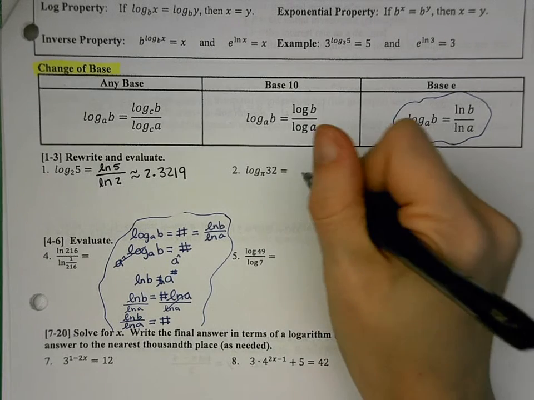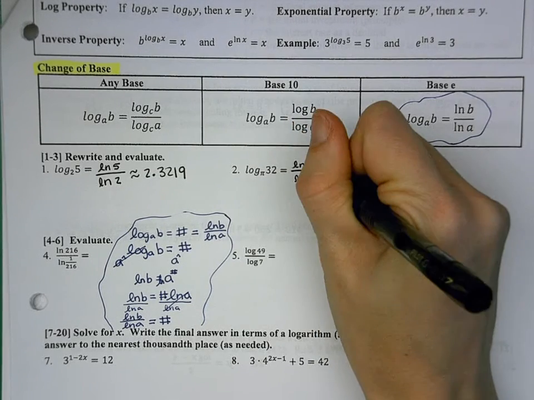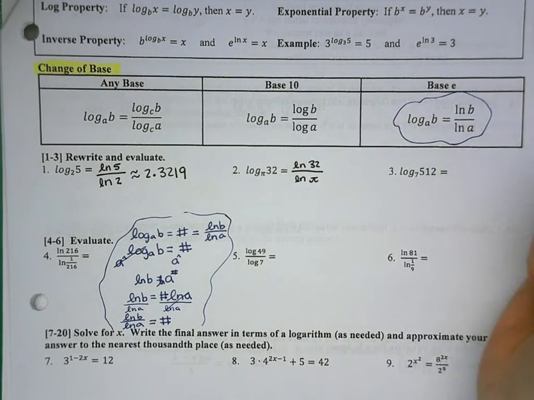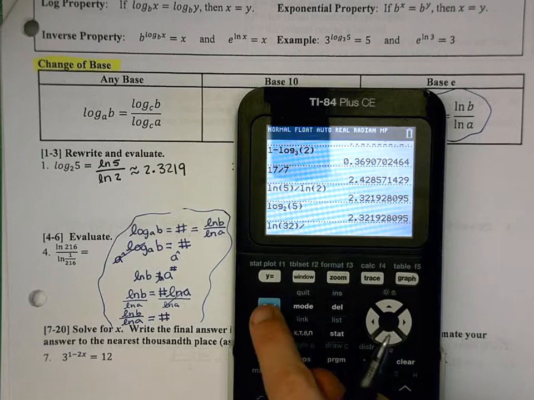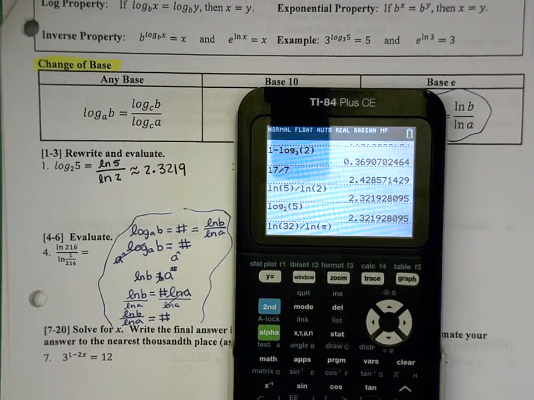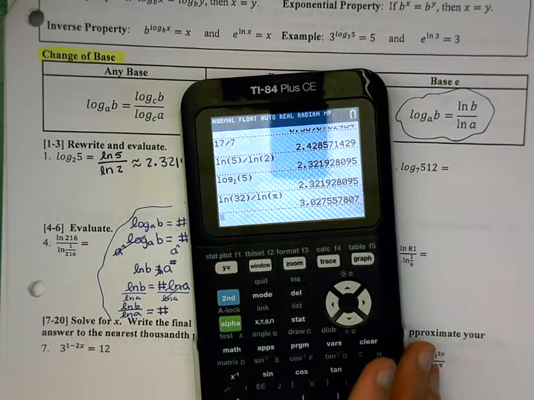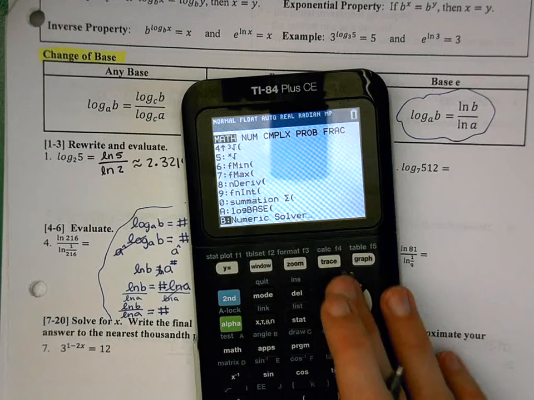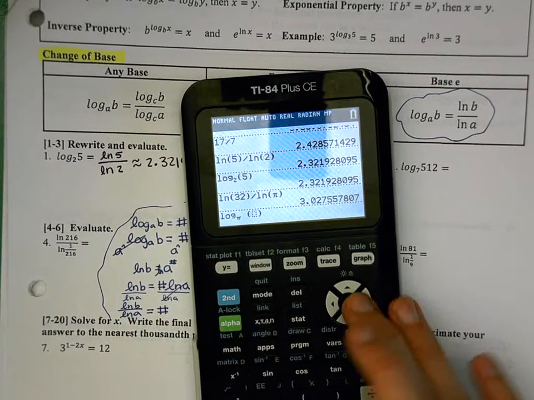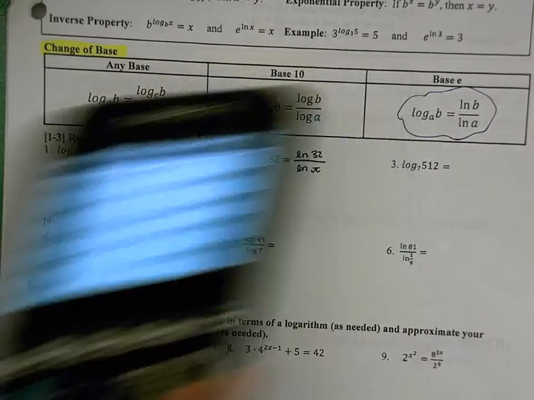Log base pi of 32. Okay, doing my change of base, I've got my natural log over my natural log. Guts on top, pi on bottom. Okay, plugging this in, we have natural log of 32 divided by natural log of pi. And I get that this is about 3.027, or 3.028 if I rounded. Okay. Verifying that with my original, we have log base pi of 32 is 3.027, or 3.028 if you round it.